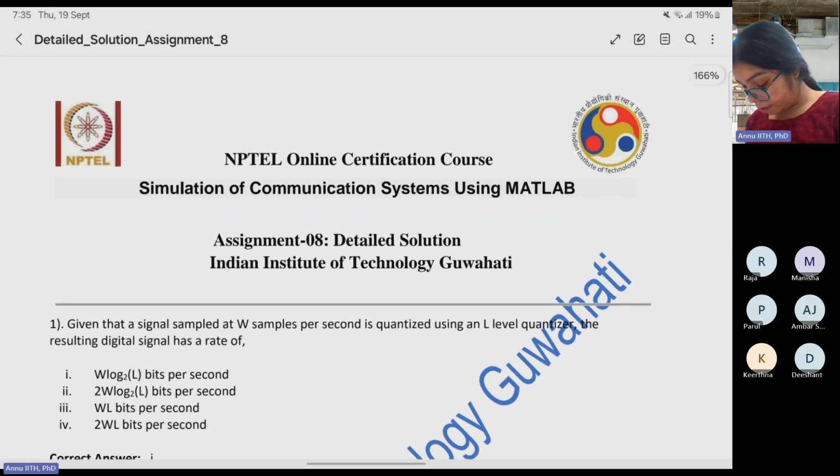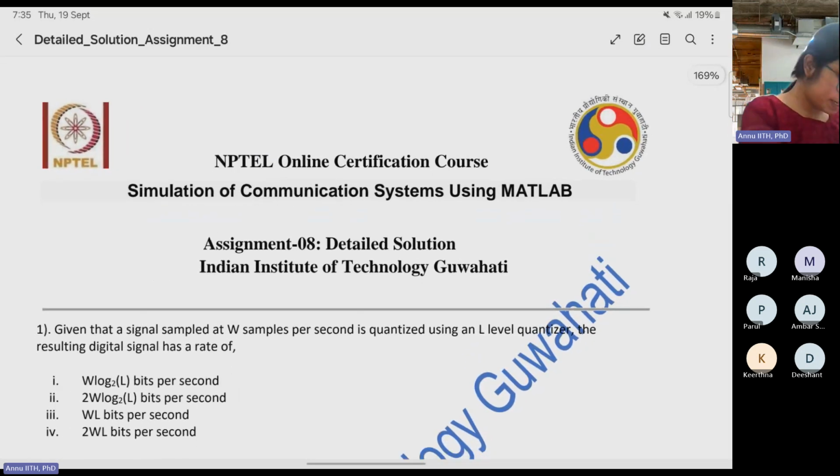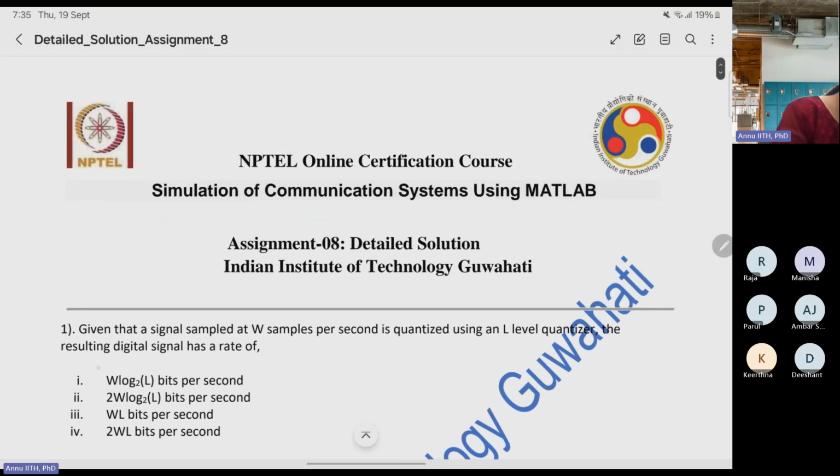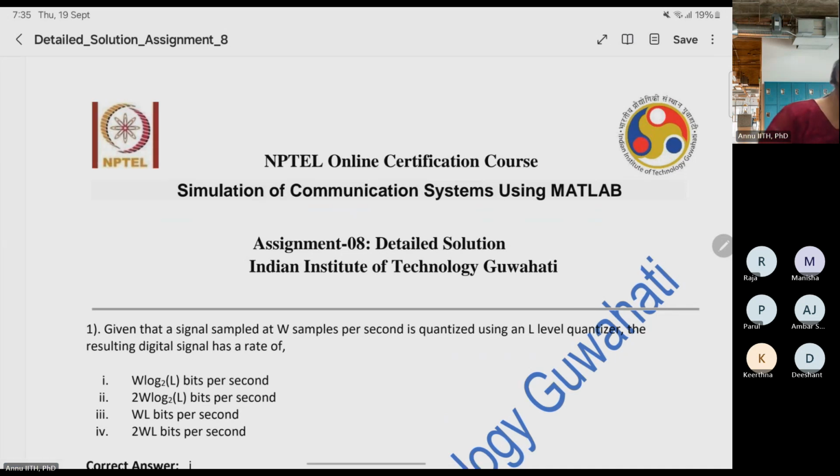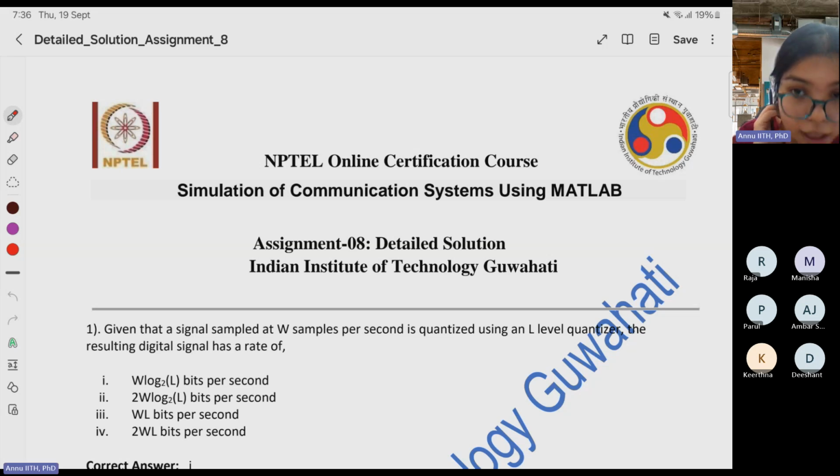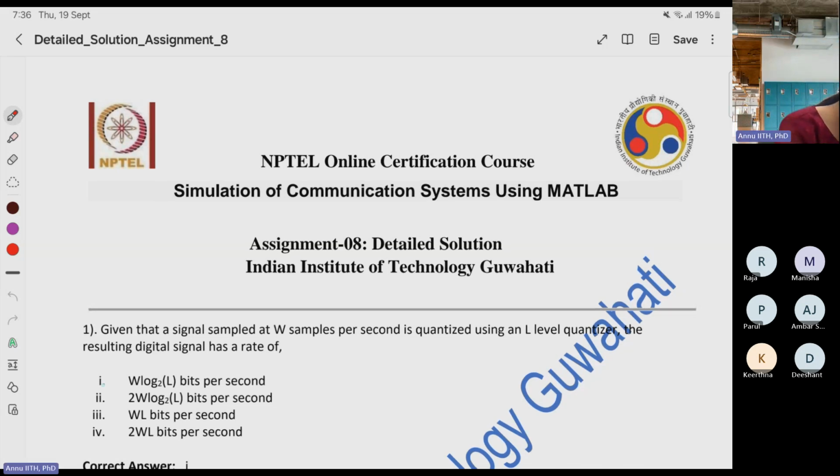This is week 8. Given that the signal is sampled at W samples per second and is quantized with an L-level quantizer, the resulting digital signal has a rate of... what is the answer? Anyone? So, W log 2 L.